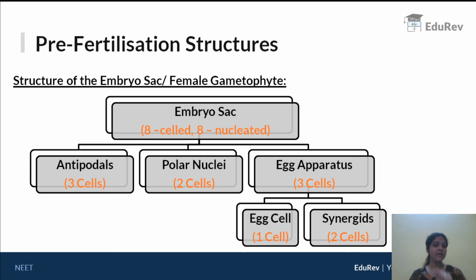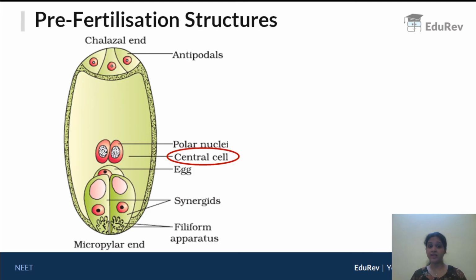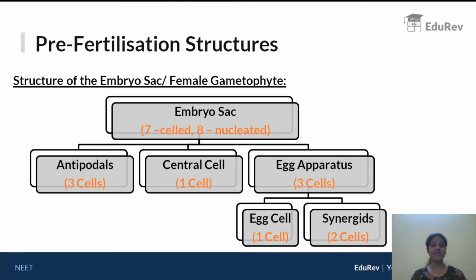However, if a central cell is formed, as we can see here, sometimes the polar nuclei may fuse to form central cells. So if the central cell, which is a diploid cell having the secondary nucleus, is formed, the formula changes a little bit. Okay, you will have three antipodals, you will have one central cell instead of two polar nuclei, and you will have the presence of three cells in the egg apparatus, which means the embryo sac is no longer 8-celled, 8-nucleated, but it is 7-celled, 8-nucleated.